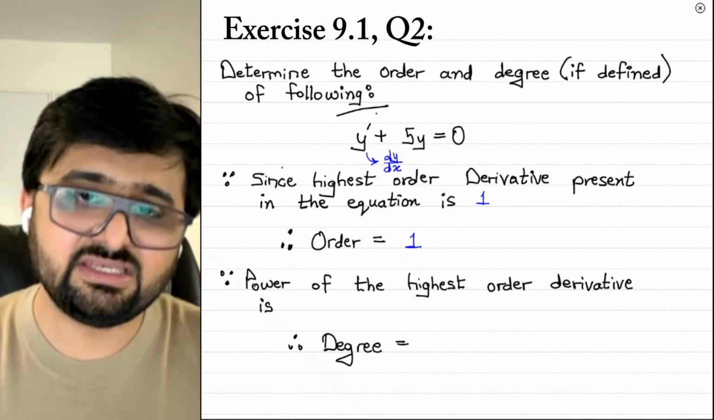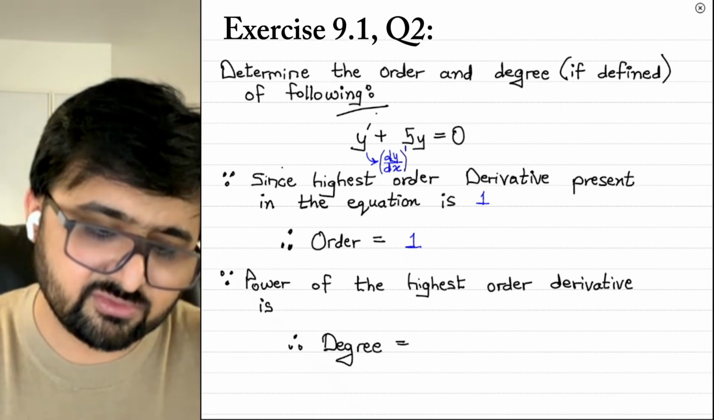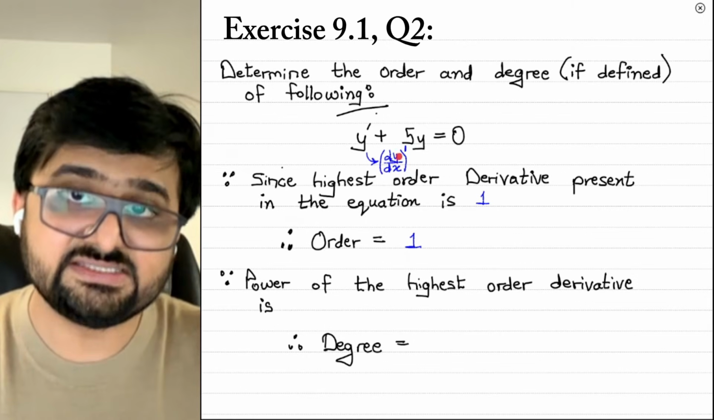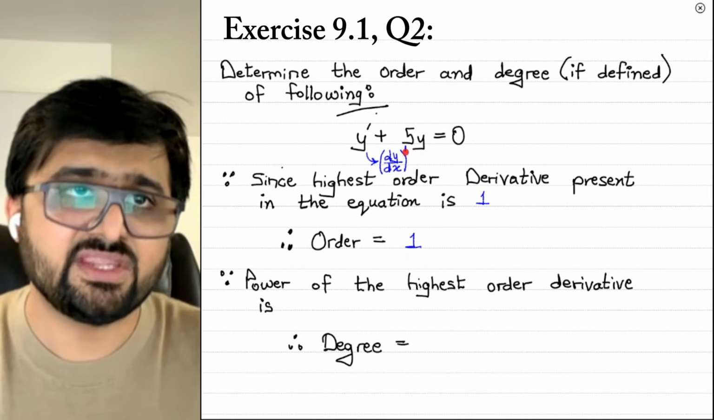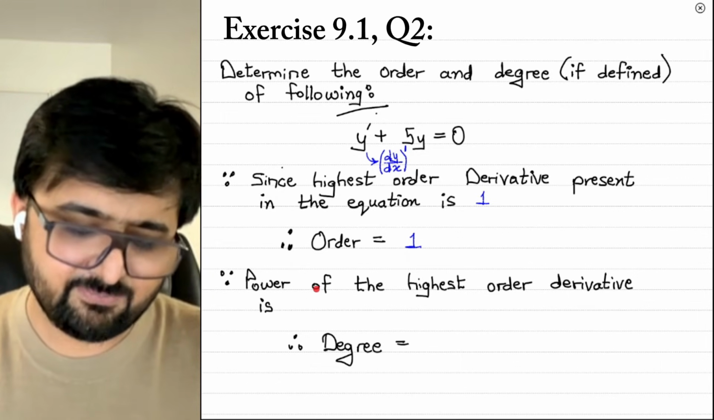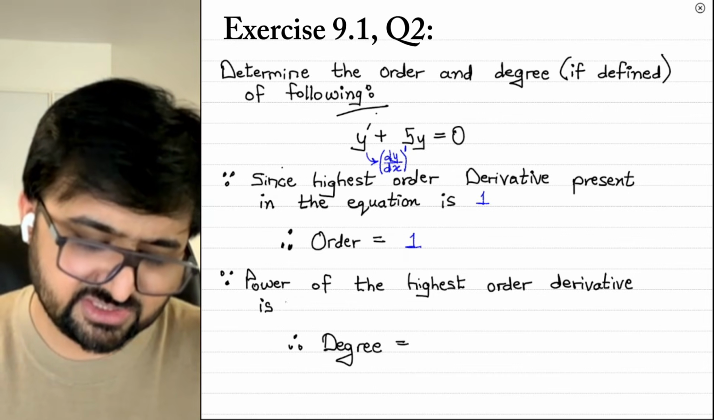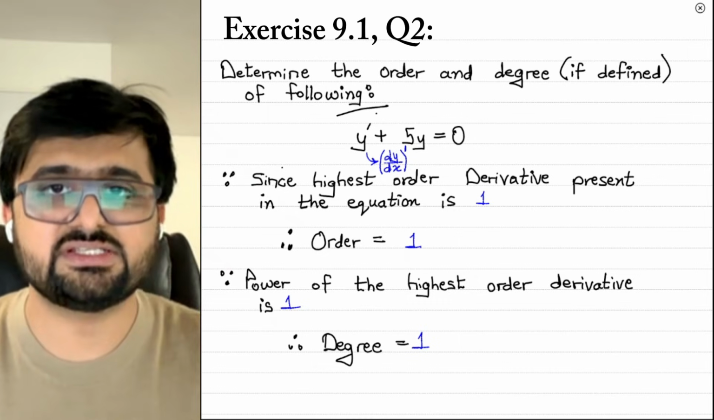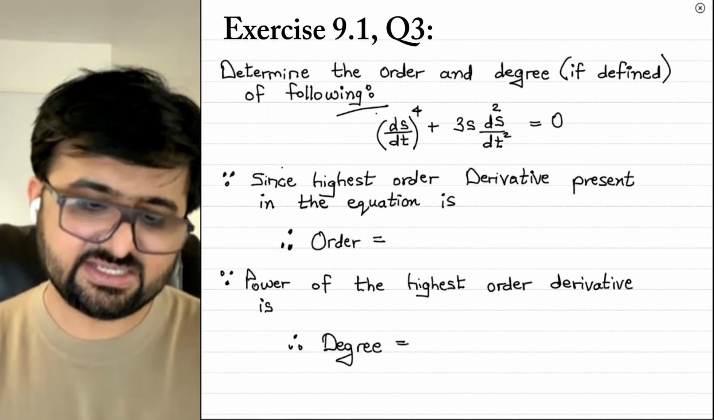In order to find the degree, you see the power of that highest order derivative. Now, if you see, the power of this highest order derivative, which is dy by dx, is 1. Since the power of the highest order derivative present in this differential equation is 1, therefore the degree of this differential equation is also 1. I hope that makes sense. All right, let's look at the next example.